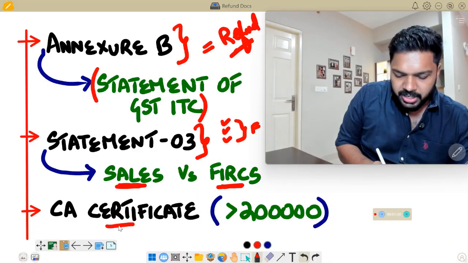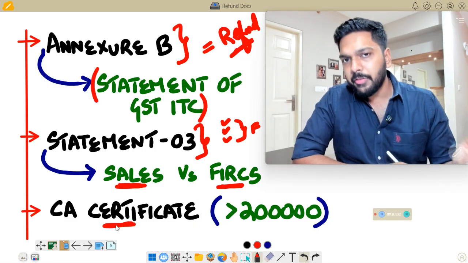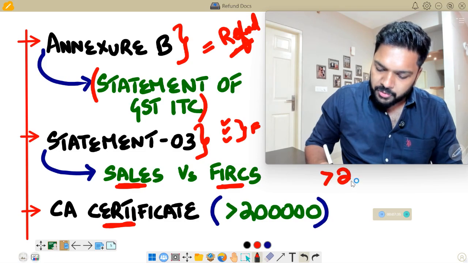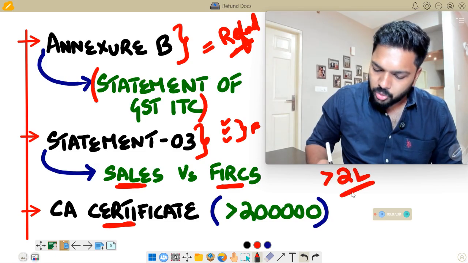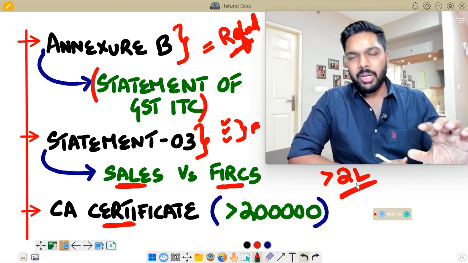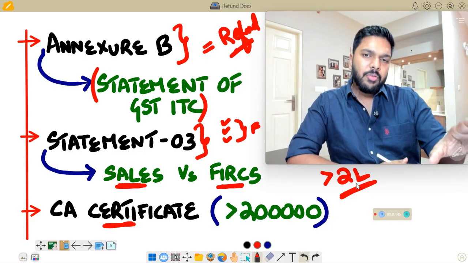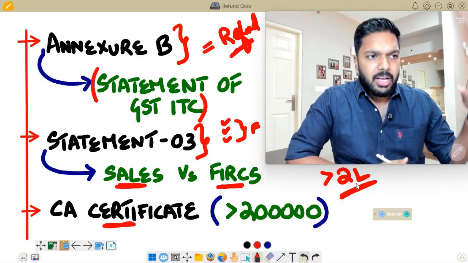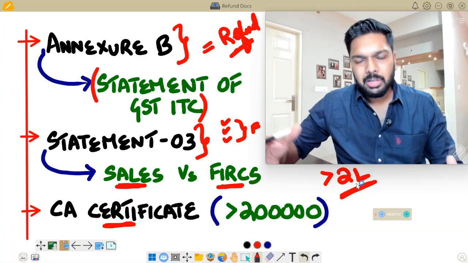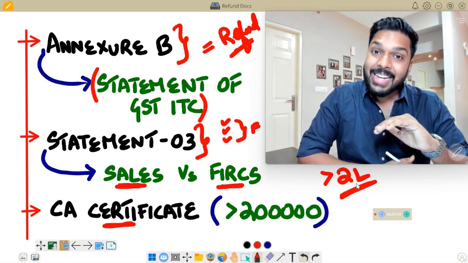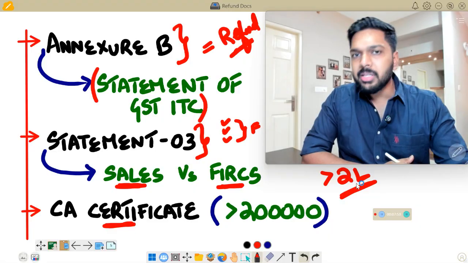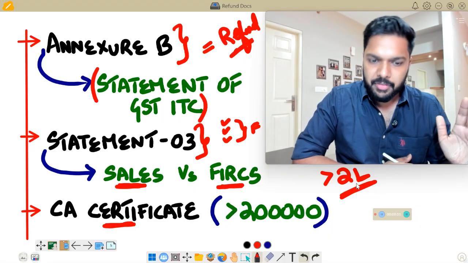And a CA certificate is also required if you are availing a refund amount of ITC unutilized for more than rupees 2 lakhs. So if your ITC refund is more than 2 lakhs, then you must approach your auditor or any other CA and try to get a certificate from him. The CA will give you a certificate on his letterhead stating that the amount of ITC, let's say it's amounting to 2 lakh 50 or 3 lakh or 4 lakh, whatever, is correct, and that there is no ineligible ITC involved, and the person is eligible to claim a full refund of the same.